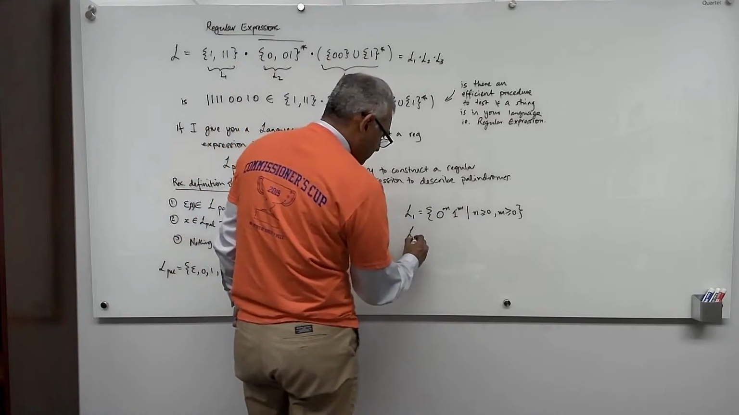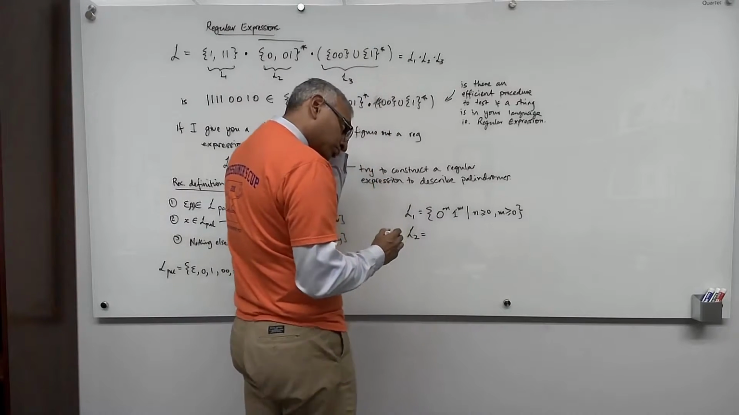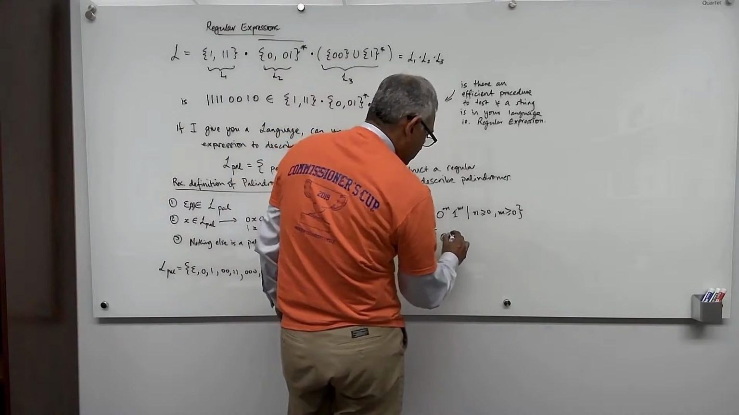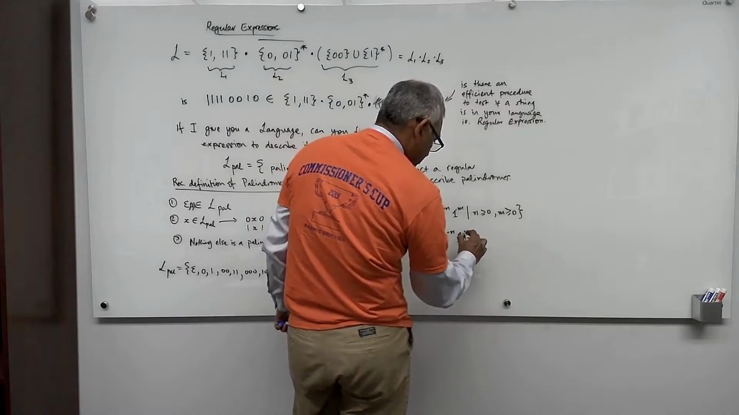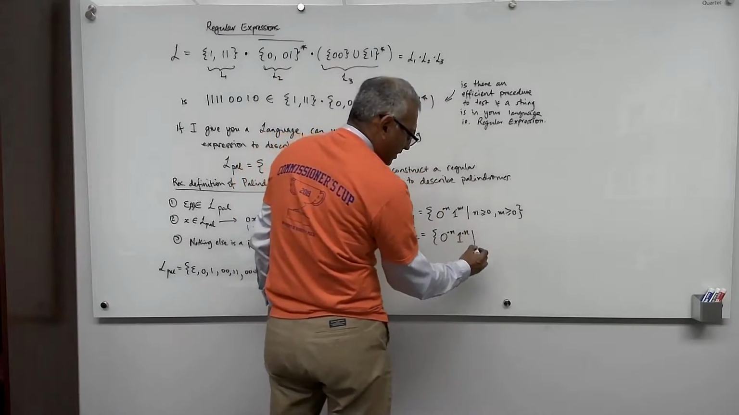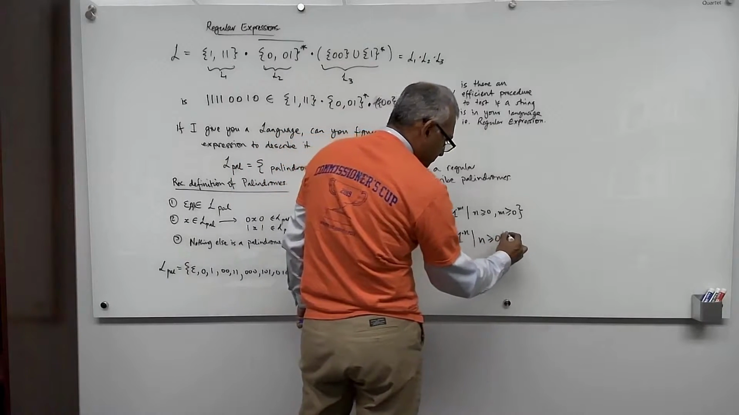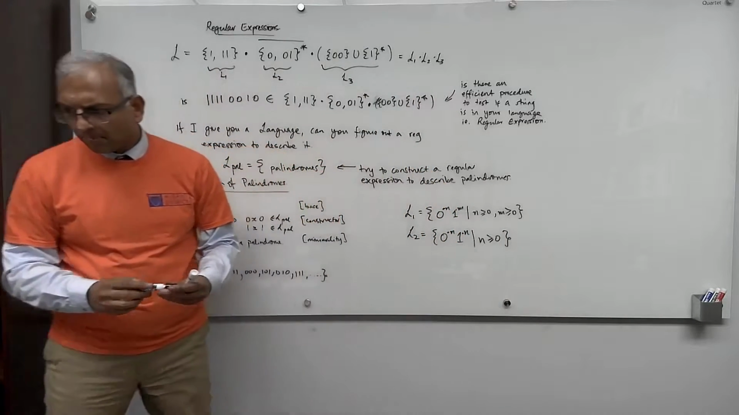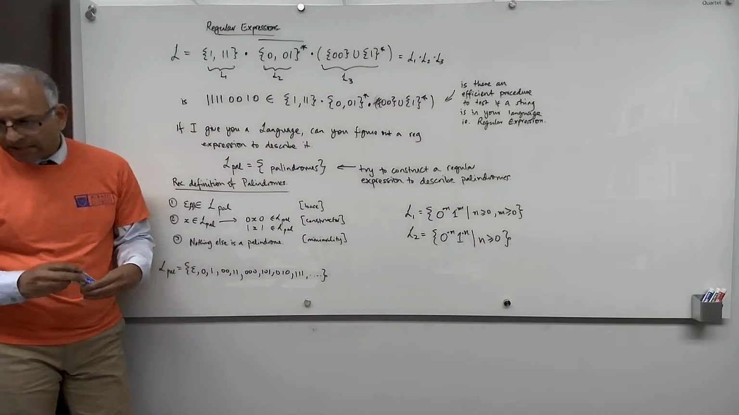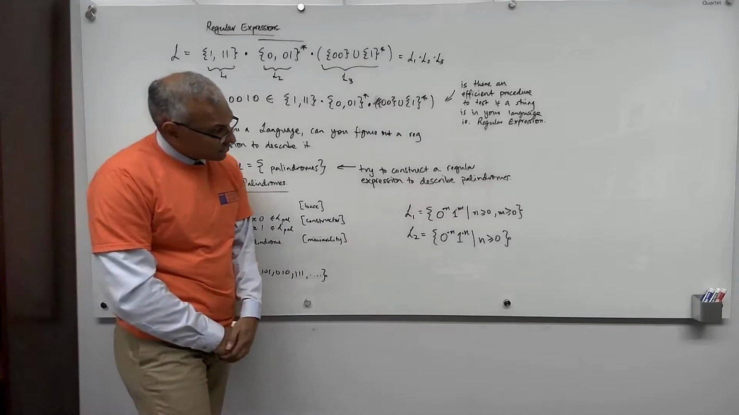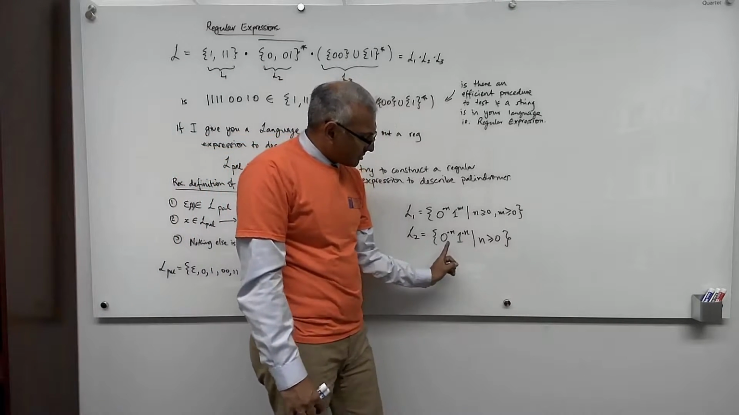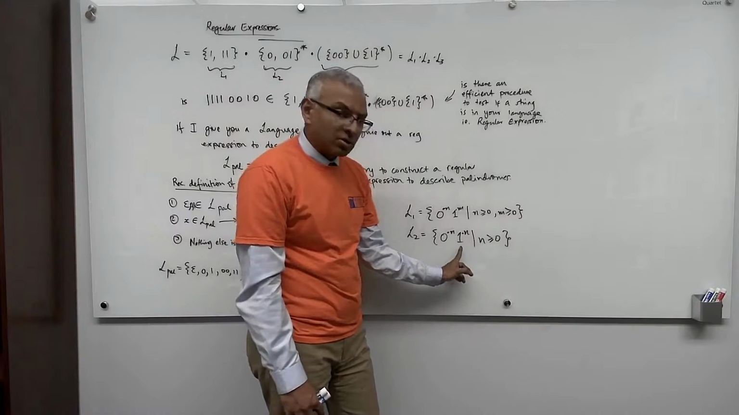L2 is equal to 0 to the n, 1 to the n, where n is greater or equal to 0. Okay, so what is this? This is just some number of zeros followed by some number of ones.